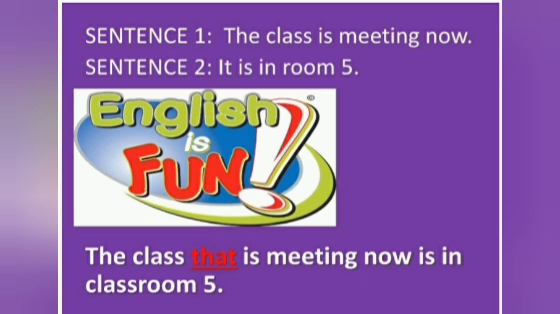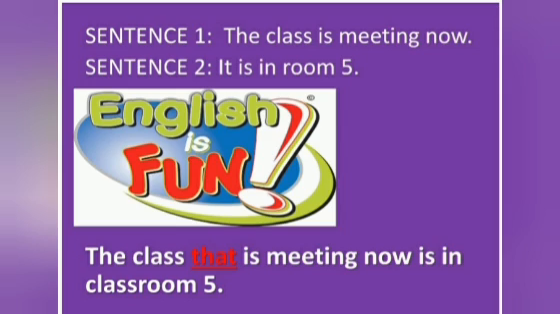Take the other example. The class is meeting now. It is in room 5. Now here also both the sentences are actually indicating what? The same noun, that is the class. So we can again combine the two thoughts into one, that is: the class that is meeting now is in classroom 5.